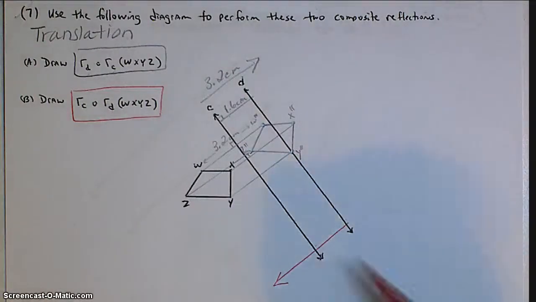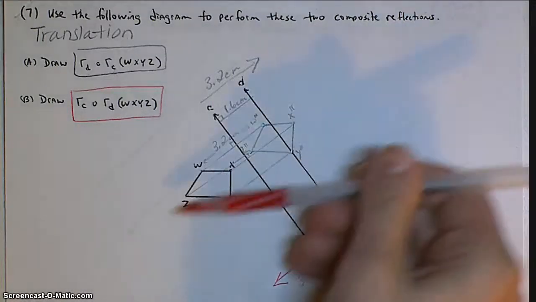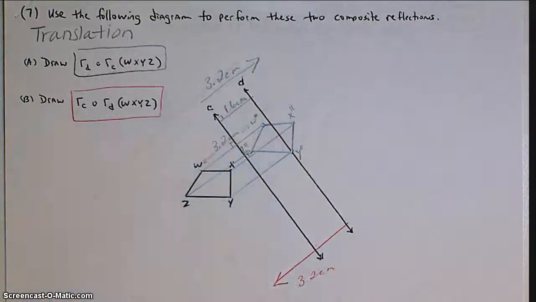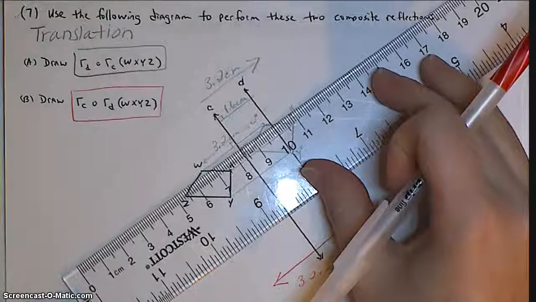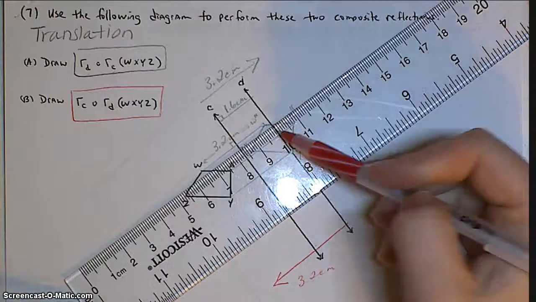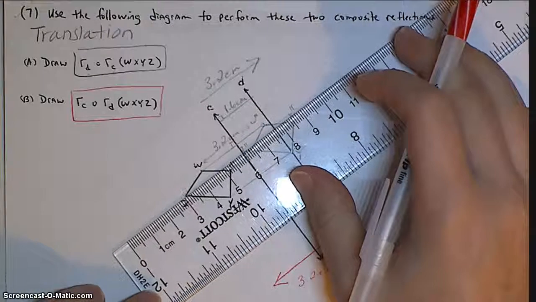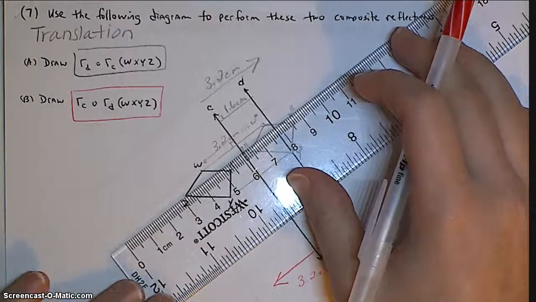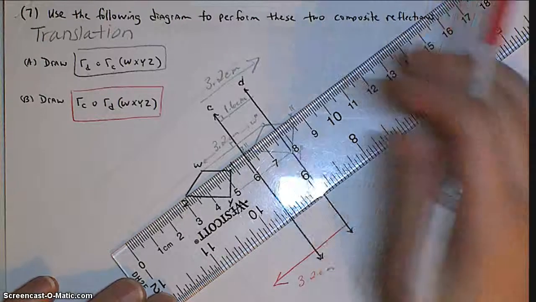And the distance between these lines is still 1.6, which means I'm still going to measure 3.2 centimeters, but instead of going towards D, I'm going to go away from it. I'm going to go this way. Okay, so to do this, I want to still make sure that my ruler is lined up really nicely with these lines of reflections. So this one's a little bit more challenging. So I'm going to measure 3.2 and then move my ruler until it's lined up really nicely.